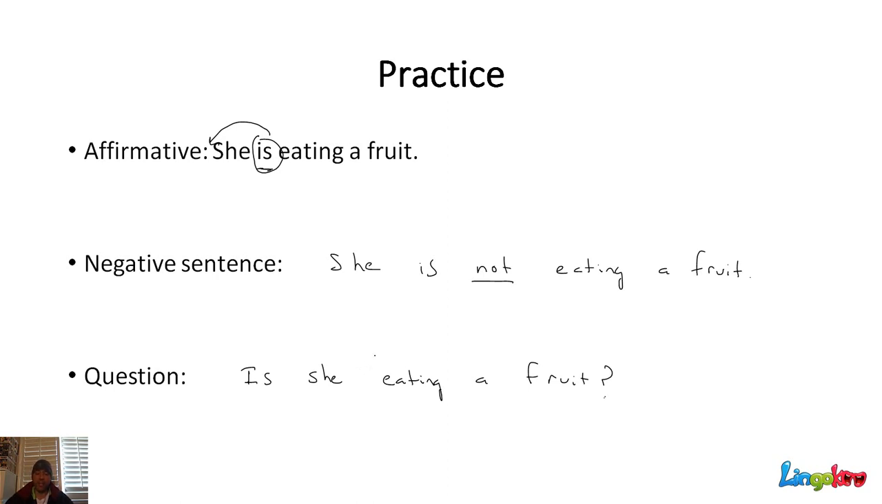So we learned about the present continuous, present progressive. When do we use it? How do we make affirmative sentences, negative sentences, and questions?